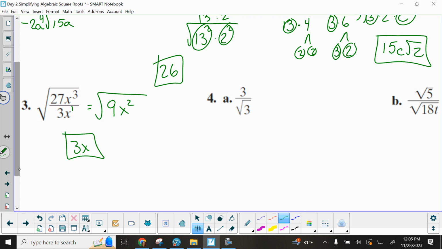4a, remember I can't have a radical in the denominator, so multiply by radical 3 over radical 3. So I get 3 radical 3 over radical 3 times radical 3 is 3. And then I should notice that I can divide out the 3's. So my final answer is just radical 3.